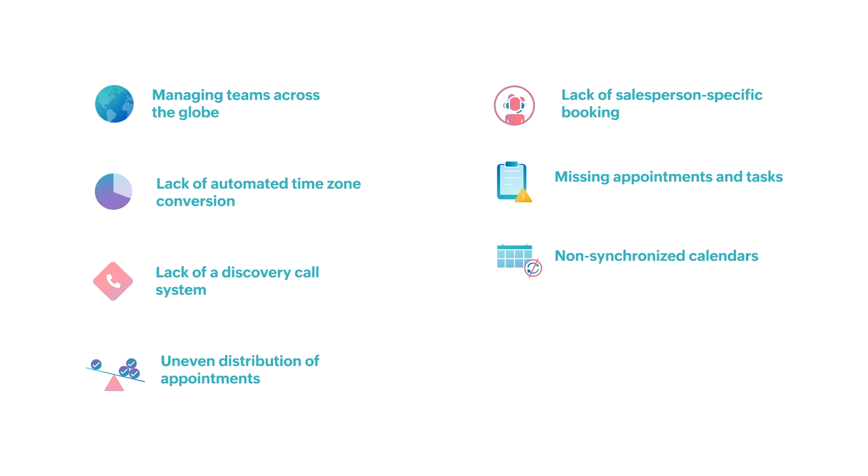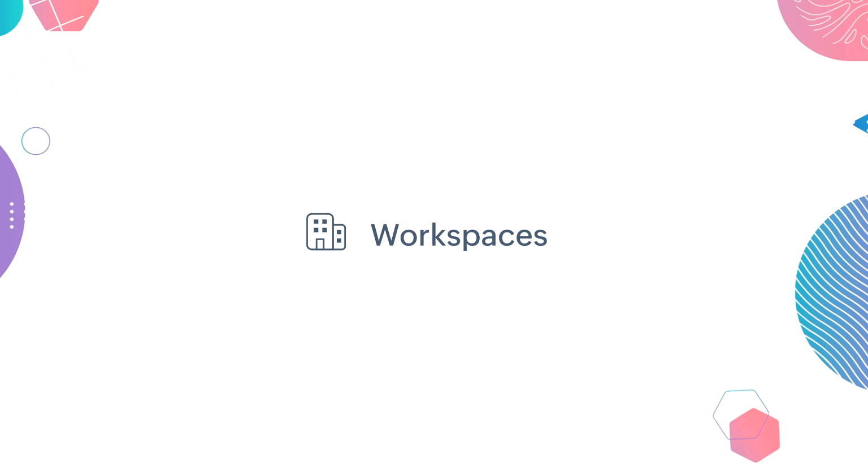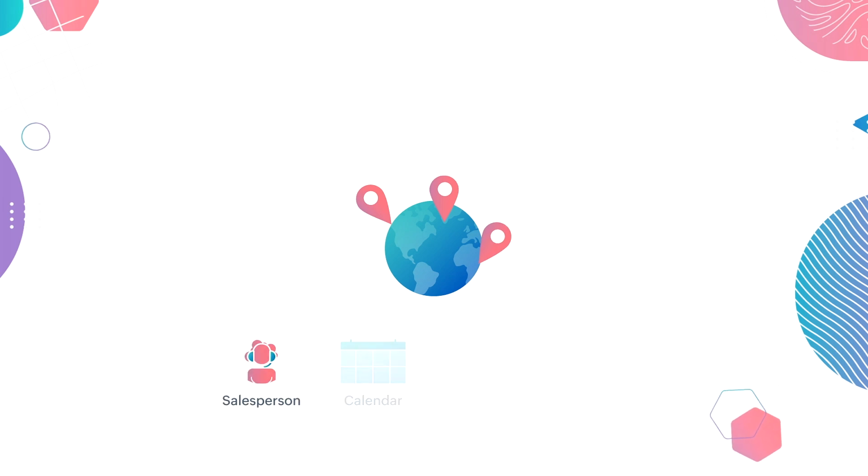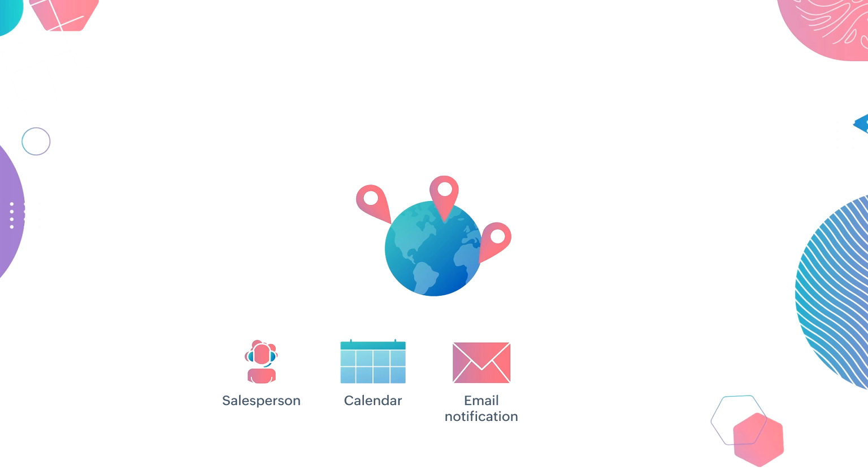So let's get started. The first thing Roy needs to do is use Zoho Bookings to easily manage his teams that are spread in different locations and time zones. Let's see how Zoho Bookings can help here. Roy can use workspaces to create virtual spaces for each sales team from different locations. Each of these workspaces can have sales agents, calendars, email notifications, and booking pages of their own.